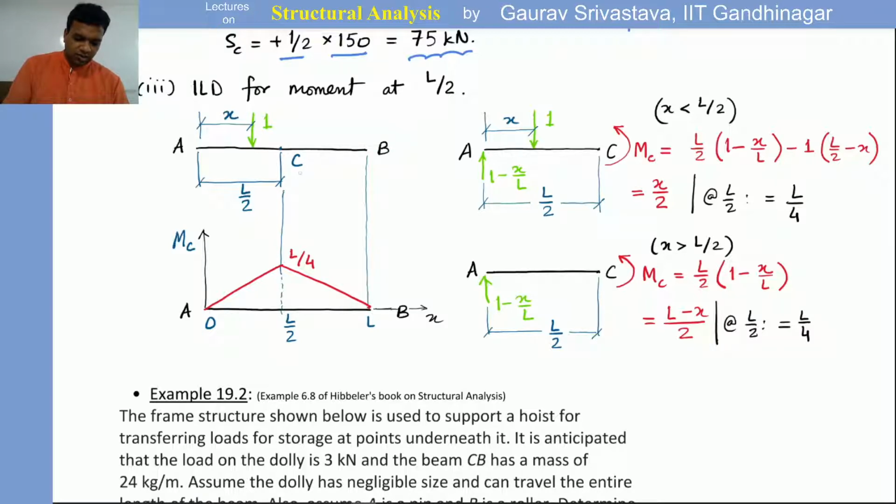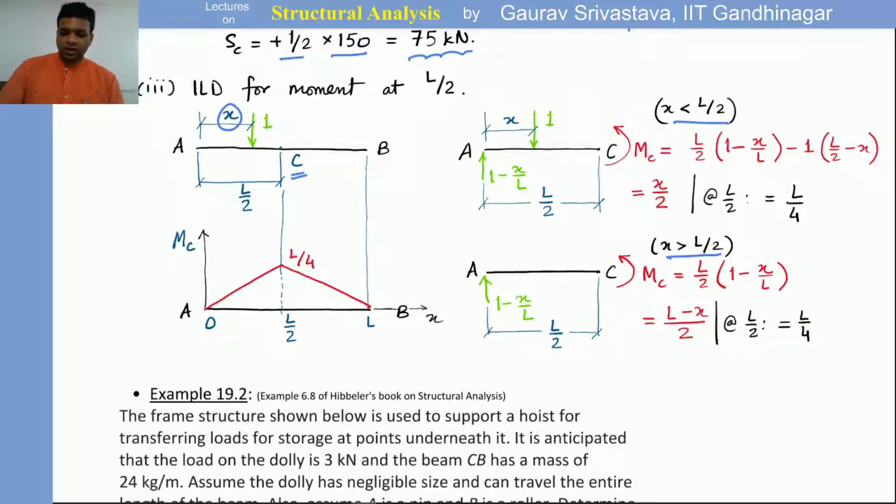So in this case, this location C, which is at L by 2, is the fixed position of interest, and we are interested in a force response, which is the bending moment at C. Okay, and this unit load is at a variable distance x from the left. And again we can consider two cases: x less than L by 2, x greater than L by 2.